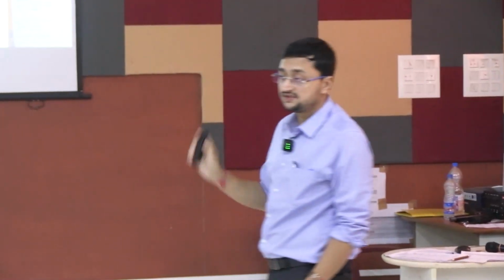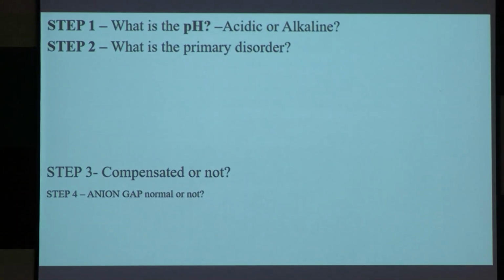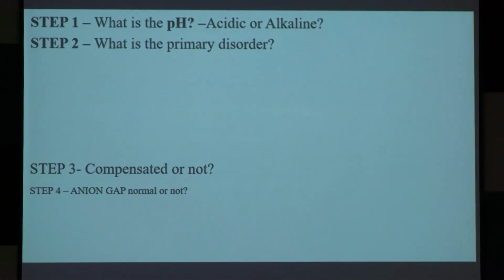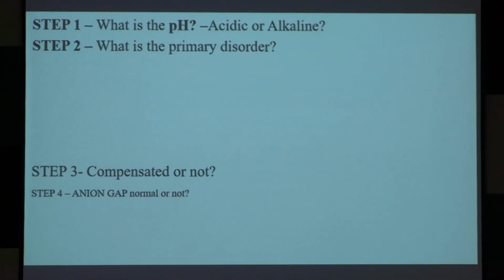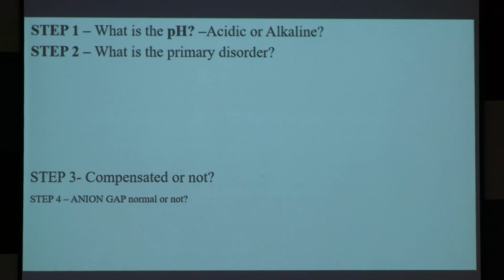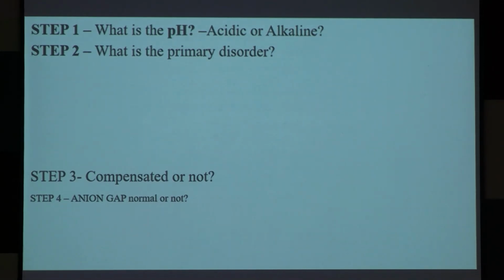So then you have to assess the ABG. How do you assess? First step is to look at the pH. What is the pH? Is it acidosis or alkalosis, right? So acidosis means pH is less than 7.35 and alkalosis means more than 7.45.